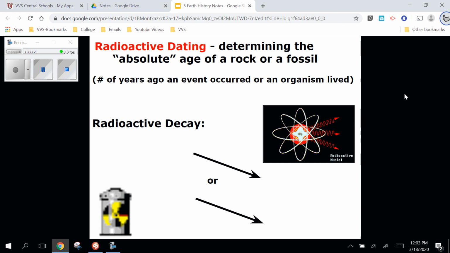You may have heard of carbon dating, but there's more than just carbon that we use to date things. It's the number of years ago an event occurred or an organism lived. And we're going to use the concept that some elements left alone will turn into other elements. They're not stable. The element that we start with is what we call the radioactive element or the parent element. And what it turns into, if it's left alone, is called the decay element or the daughter element.